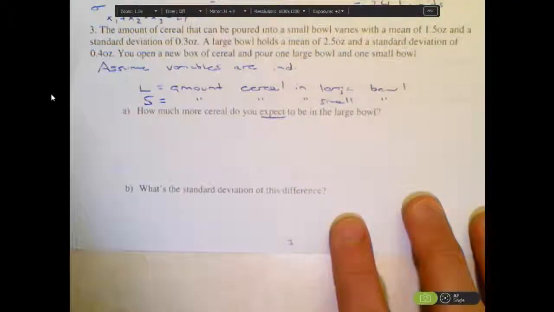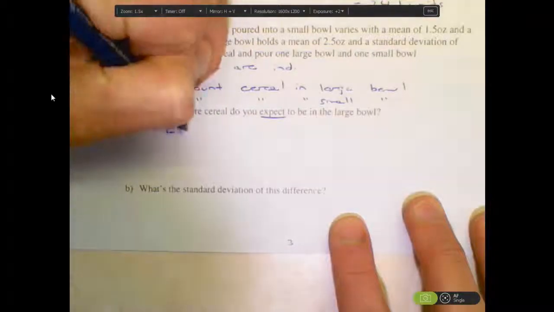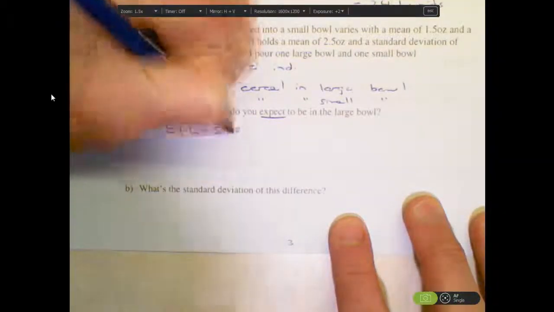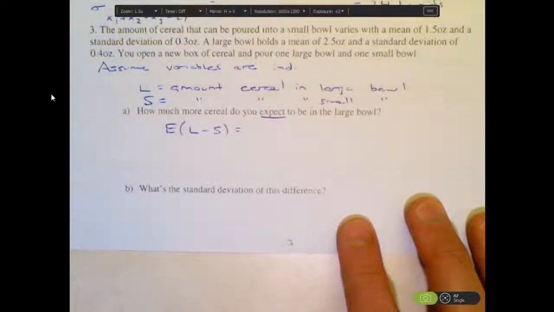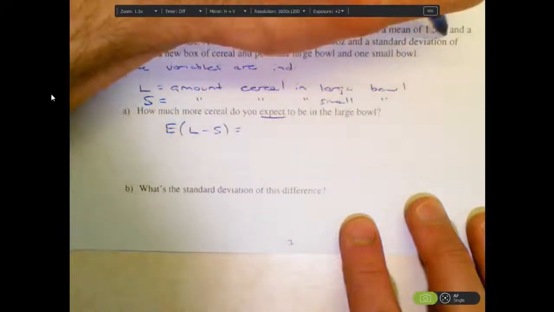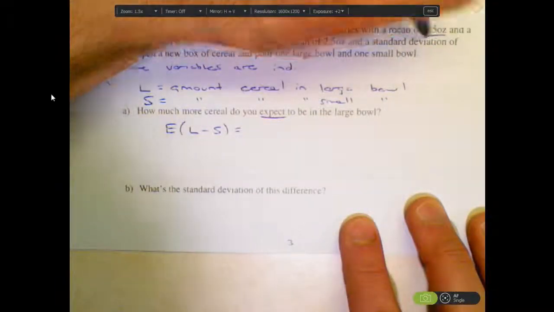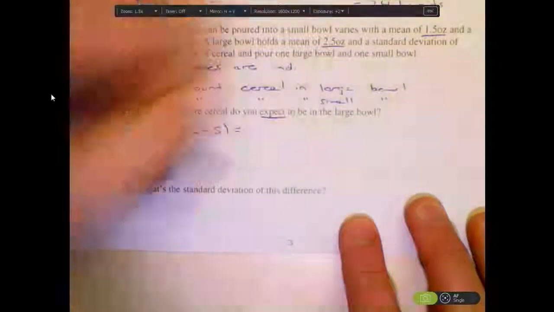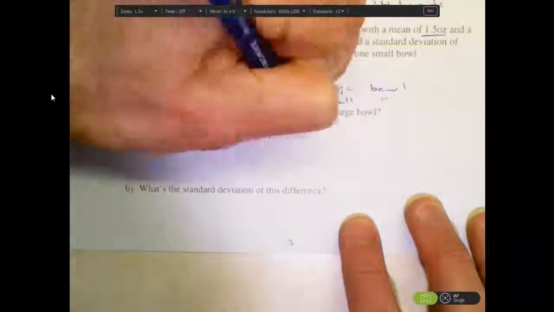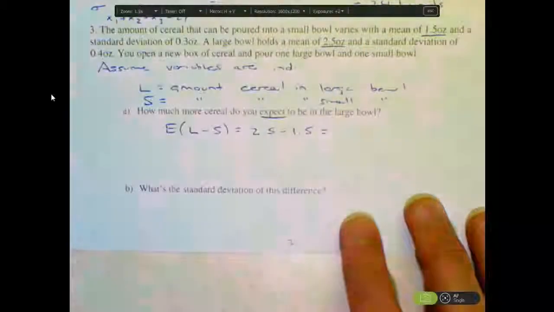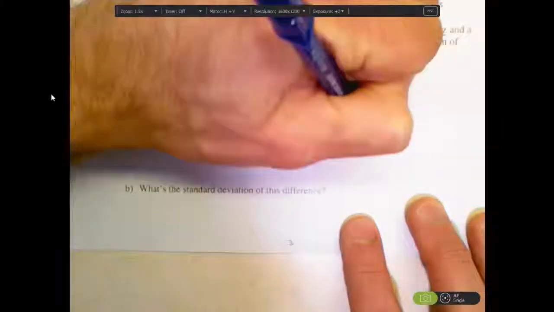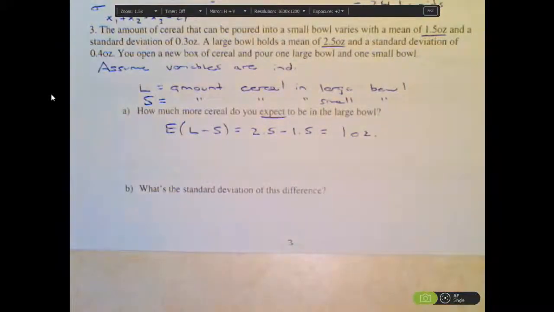Okay, how much more do you expect to be in the large bowl? So expect, we're talking about expected value here. I have my 2 random variables, expected value of the large minus the small. Well, the expected value, the mean for the large was 2.5 ounces, minus the expected value of the small bowl, which was 1.5 ounces. So my difference is 1 ounce.